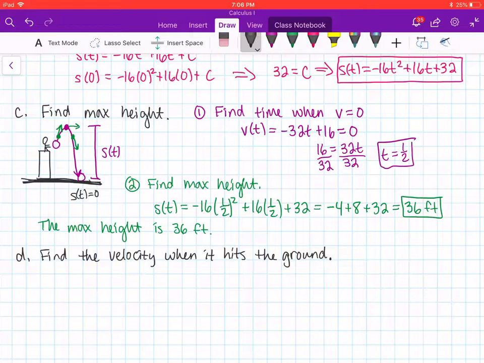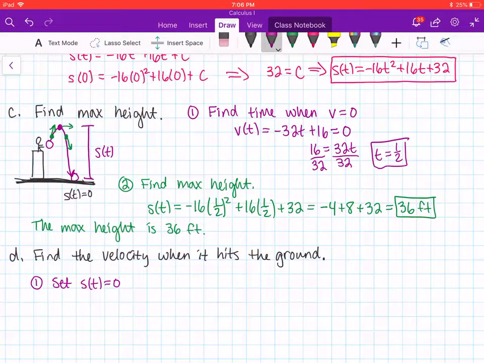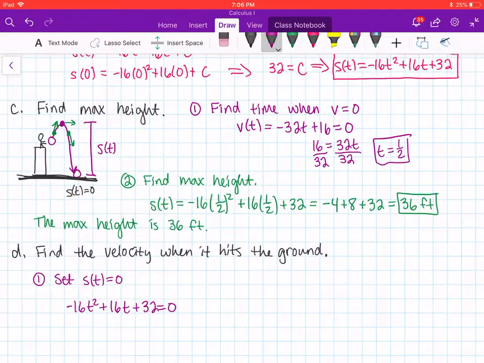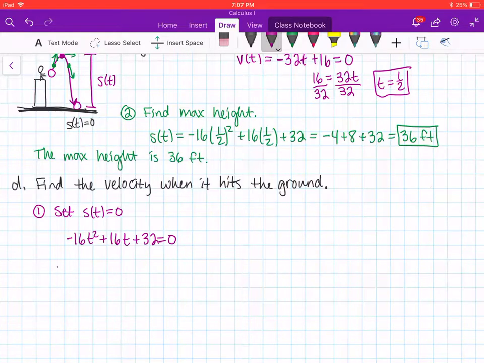So number 1, we're going to set s of t equal to 0. So here we go. We know what s of t is. It's negative 16t squared plus 16t plus 32. We set that equal to 0. I'm going to factor out a negative 16. When I do that, I get t squared minus t minus 2 equals 0. Divide both sides by negative 16.